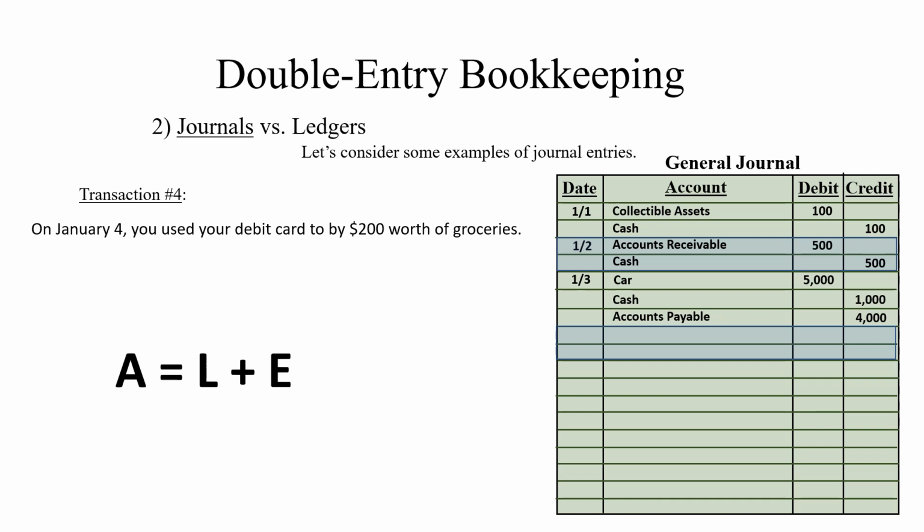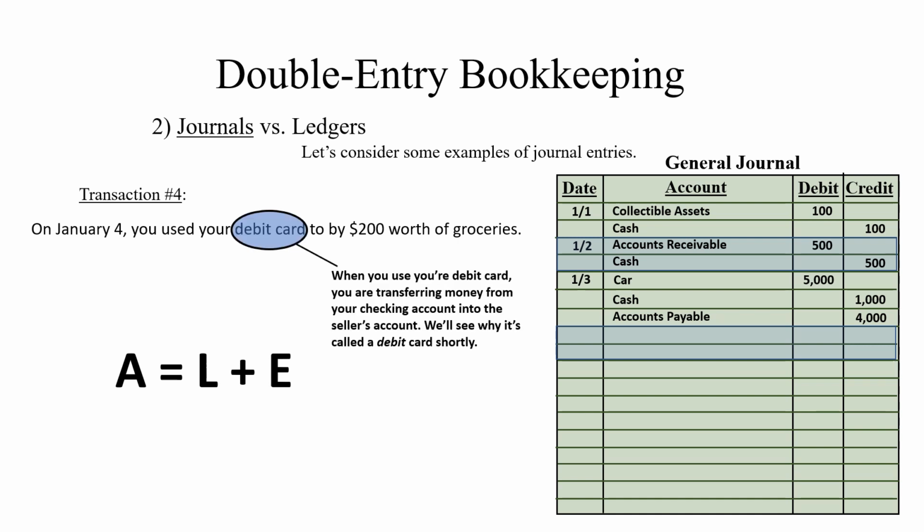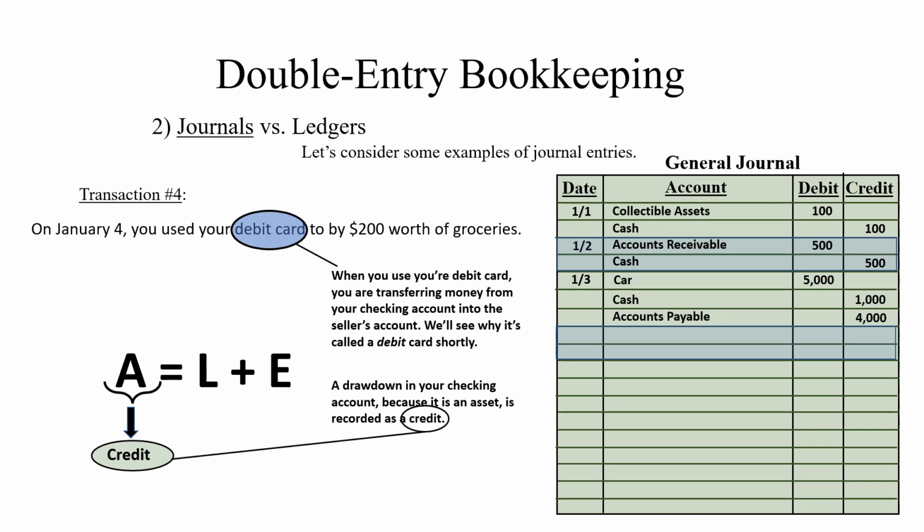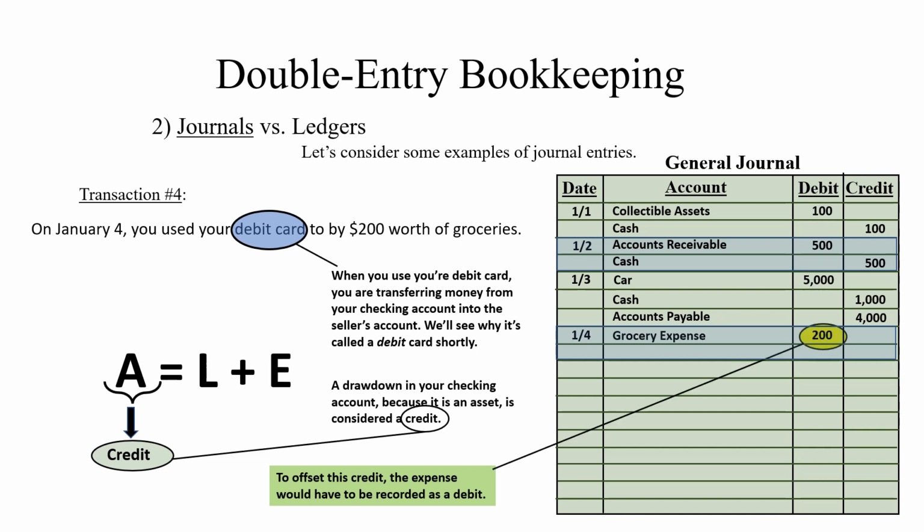On January 4th, you used your debit card to buy $200 worth of groceries. When you use your debit card, you're transferring money from your checking account into the seller's account. We'll see why it's called a debit card shortly. A drawdown in your checking account, because it is an asset, is recorded as a credit. To offset this credit and keep everything balanced, the expense would have to be recorded as a debit. So here we've recorded the grocery expense in the debit column.